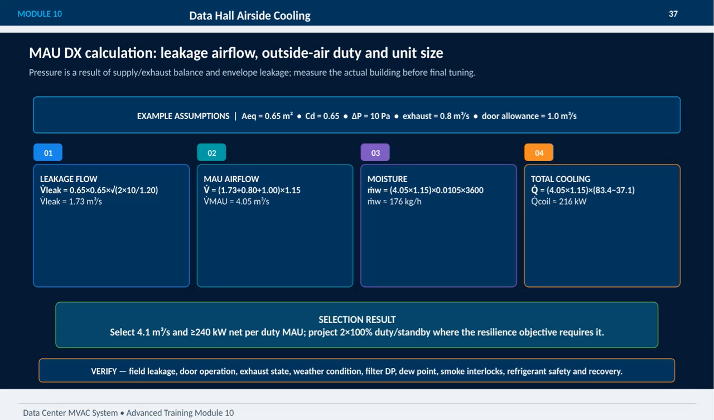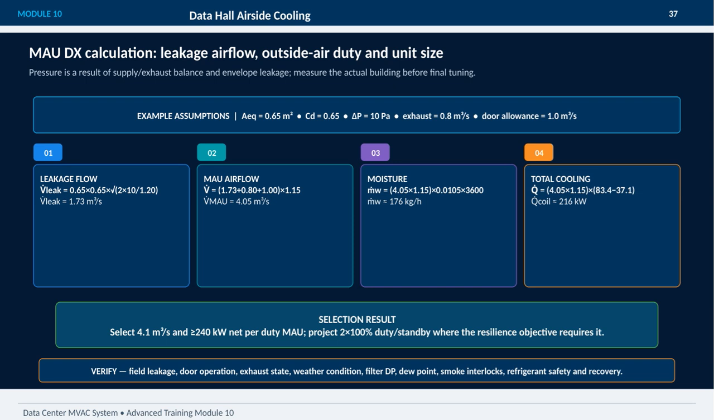On this slide, we're focused on the airside cooling calculations for the Data Hall's Makeup Air Unit, or MU. First, we address leakage airflow, which depends on the effective area, discharge coefficient, and pressure difference. Here, those values give us a leakage flow of 1.73 cubic meters per second. Next, we calculate the total MAU airflow by adding the leakage, exhaust, and door allowance flows, then applying a safety factor, resulting in a required airflow of 4.05 cubic meters per second.